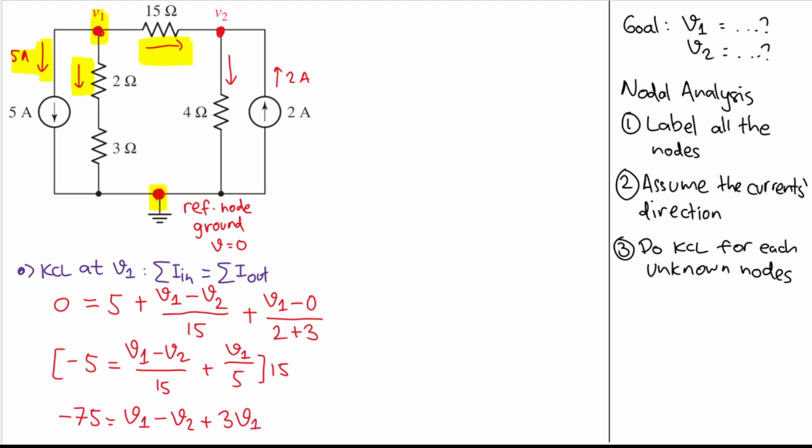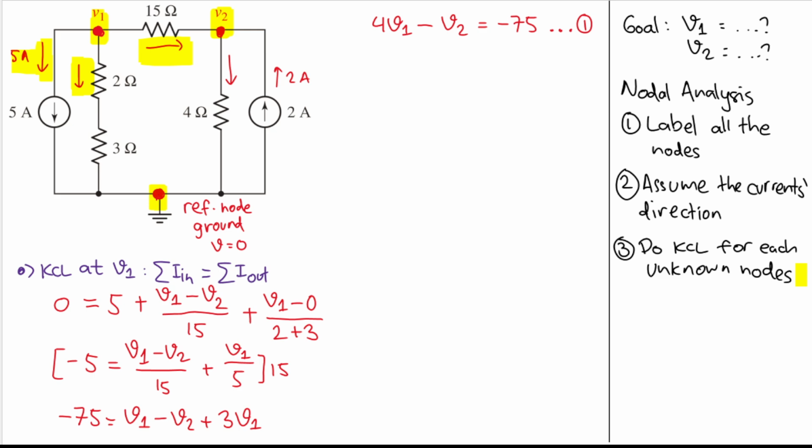And now we can just simplify this, right? So I will have V1 plus 3V1. That will be 4V1. And then minus V2. And that will equal, I think, minus 75. Good. And I think nothing that we can do further from here. Let's save this as equation number 1. Good. And now we still need to do another KCL at this node.